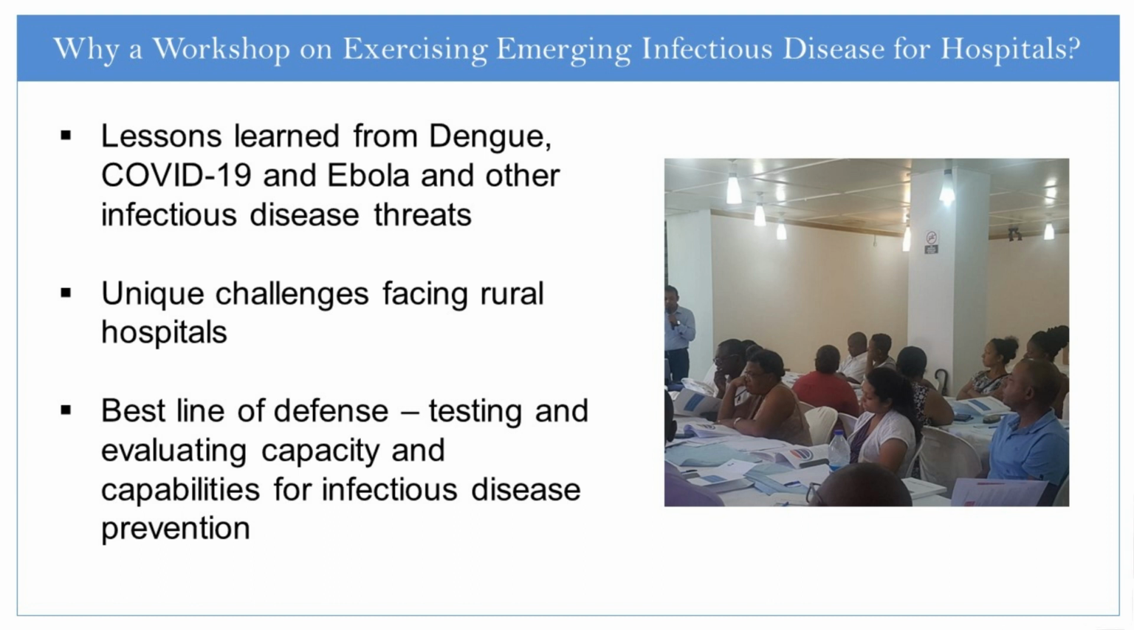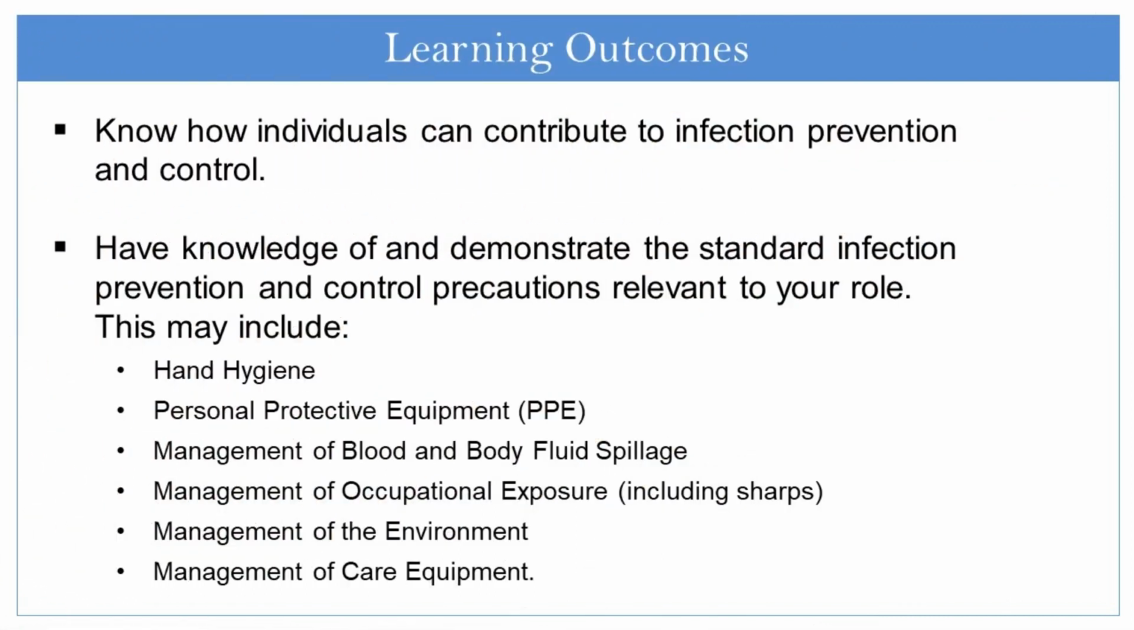What do we expect? What are the learning outcomes? You should know how individuals can contribute to infection prevention and control. They should have knowledge of and demonstrate the standard infection prevention and control precautions relevant to your role. They may include hand hygiene, personal protective equipment, management of blood and body fluid spillage, management of occupational exposure, including sharps, management of the environment, and last but not the least, management of the care equipment.